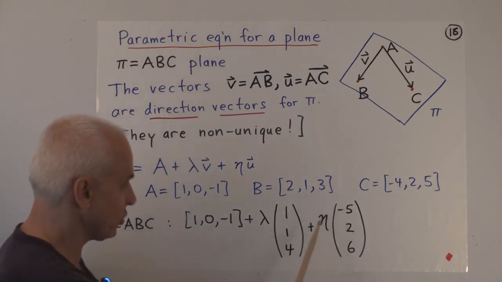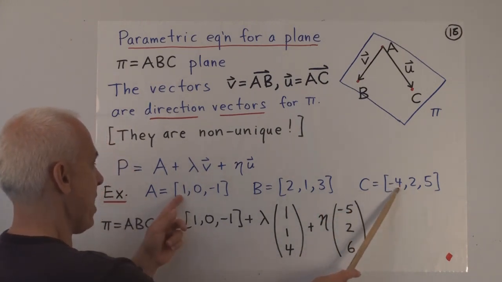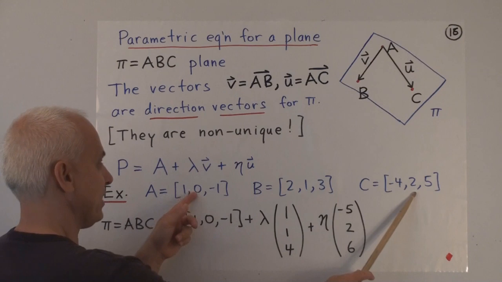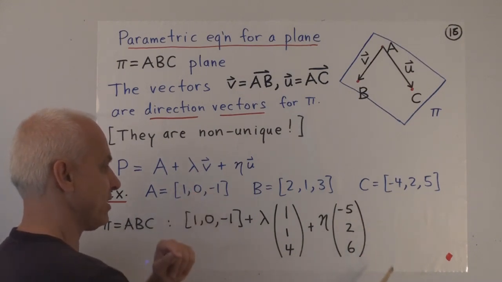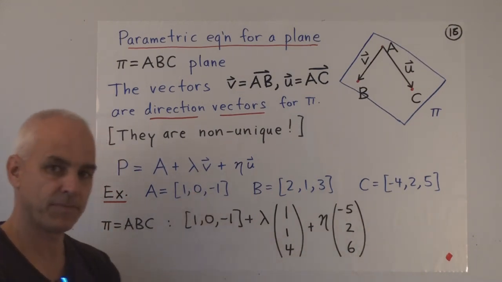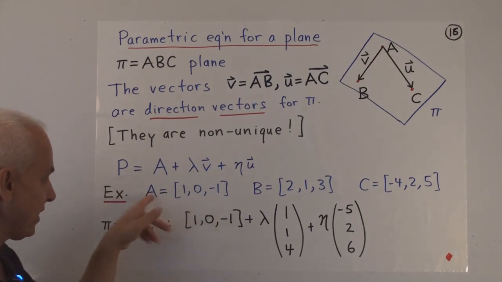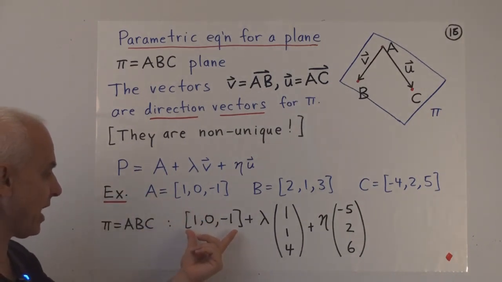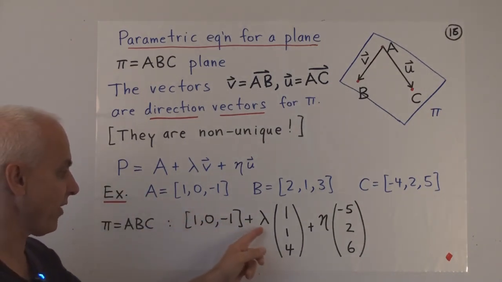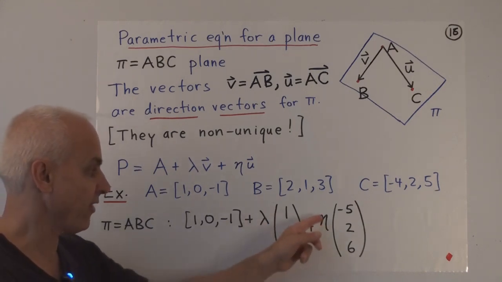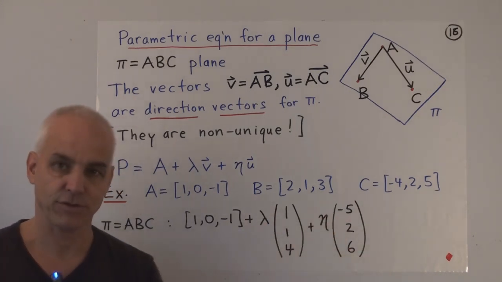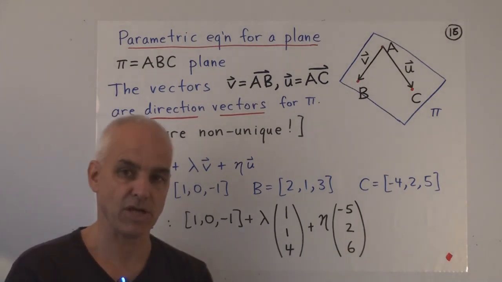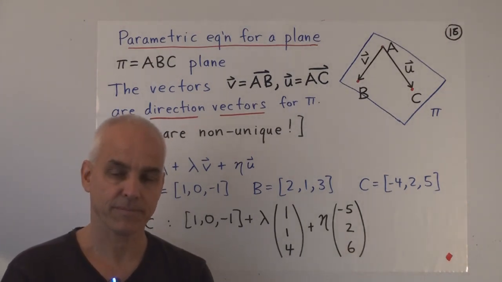And here is the vector joining A to C: -4 minus 1, 2 minus 0, and 5 minus -1, which is 6. So every point in this plane can be expressed as a combination of this point plus some multiple of that vector plus some multiple of that vector. It's a parametric equation for the plane.